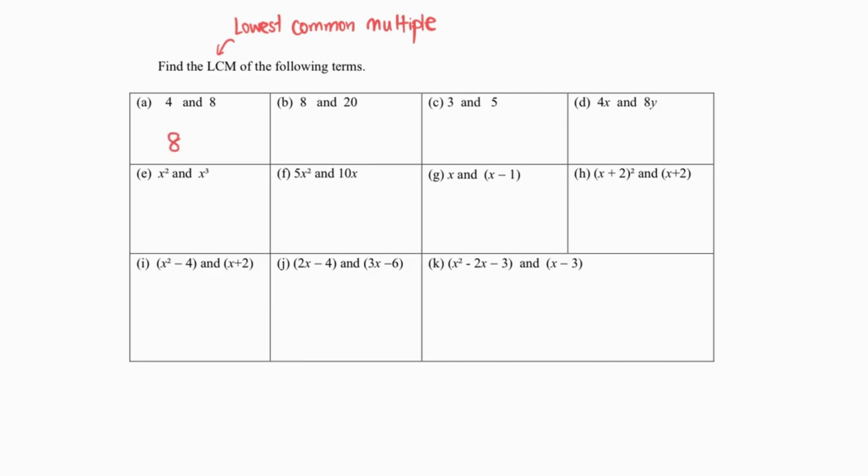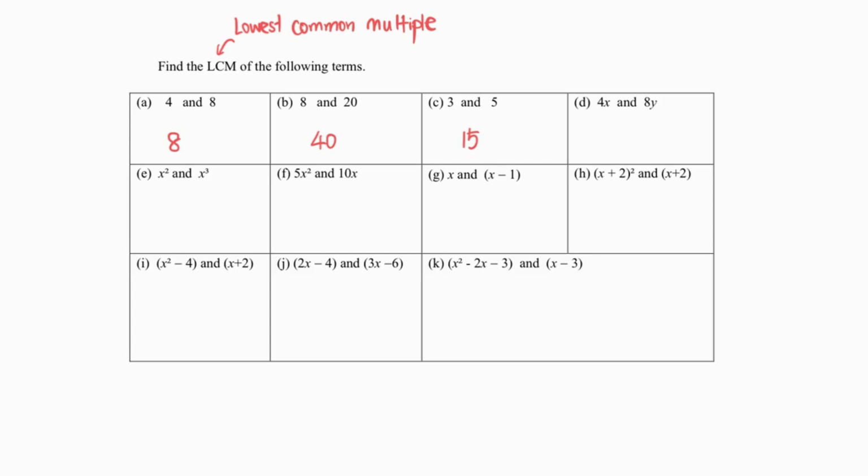Can all the factors of 8 be found in 20? No. 20 cannot divide by 8. So the next multiple of 20 would be 40. And 40 can divide by 8. All the factors. 8 is a factor of 40. And this one is pretty straightforward. It's 15. Now things get a little bit tricky when we see 4x and 8y.